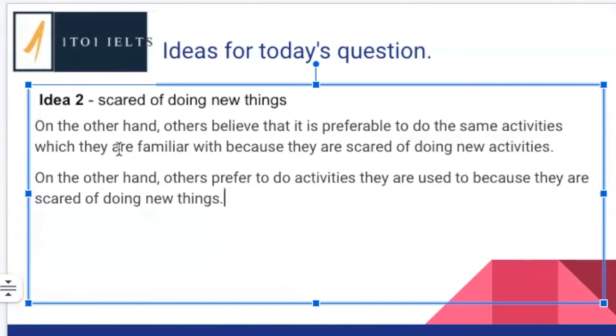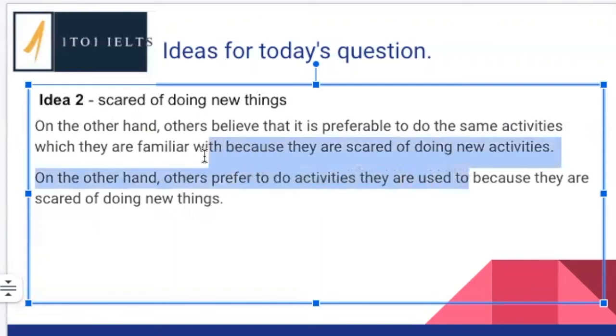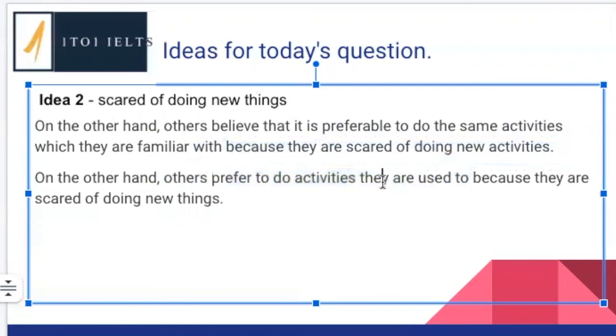Okay, well, while the other two are writing their sentences, we'll have a look at this. So on the other hand, so again, good cohesive device here, well done. Others prefer, this works, to do activities they are used to. Okay, so the second attitude is being discussed. Because is showing a reason, so this is good. They are scared of doing new things. The reason is very, very clear. And I do not see any grammar or vocabulary mistakes. So great job to the student. Well done, Vanessa. That was a really, really good topic sentence.